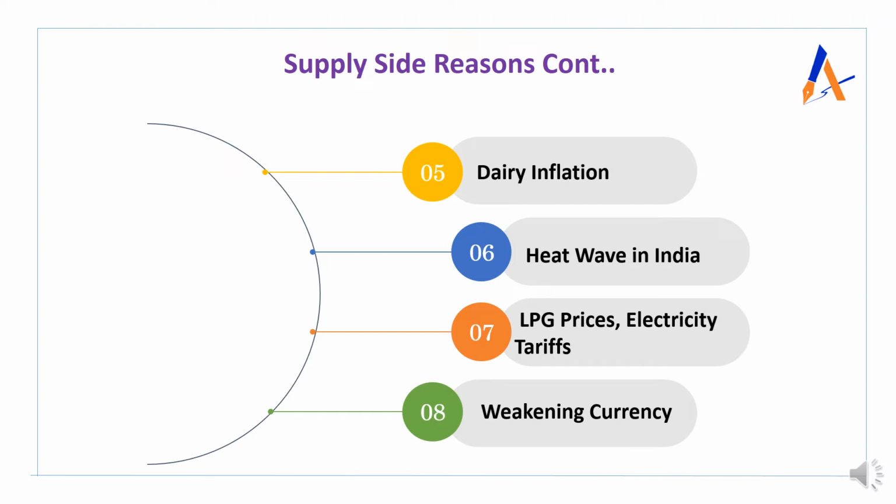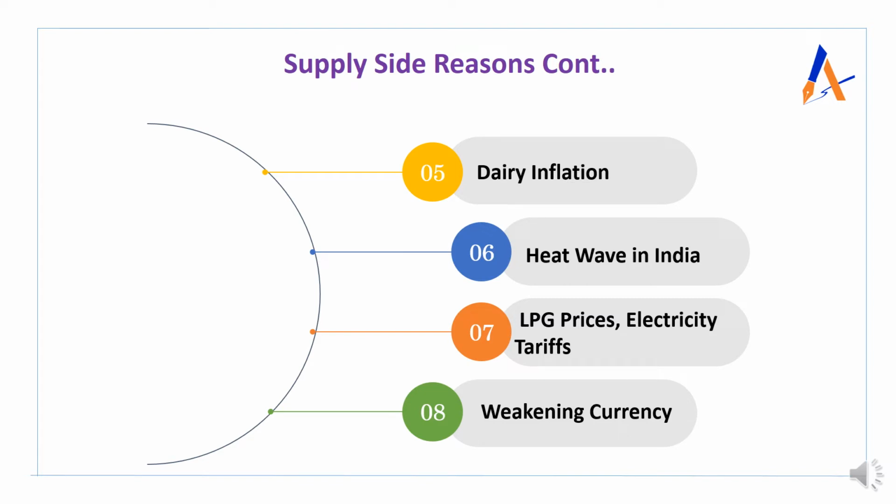Not only that, seventh point, the LPG price hikes and electricity tariff revisions have also contributed to the rise in fuel and power inflation. So that is another dimension of inflation, where the prices are affecting the commodities, which are becoming costlier. Eighth point, weakening currency, because of which the imports are becoming costlier and it is being transmitted to domestic prices, thus inflation is also increasing.